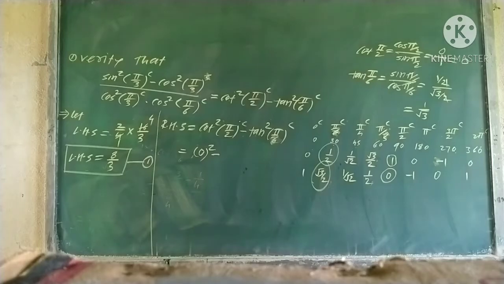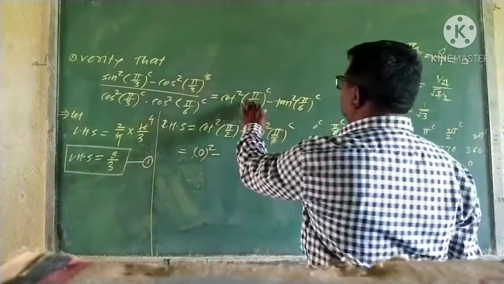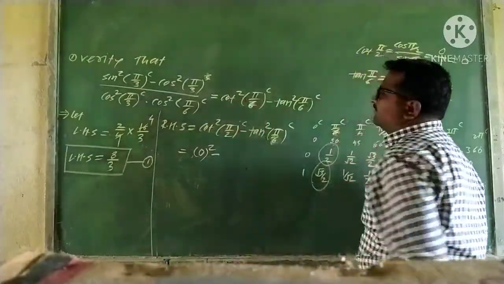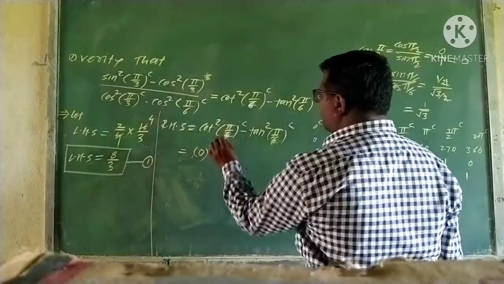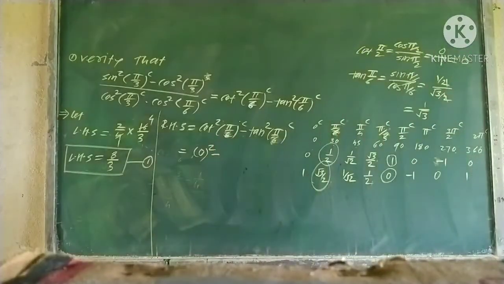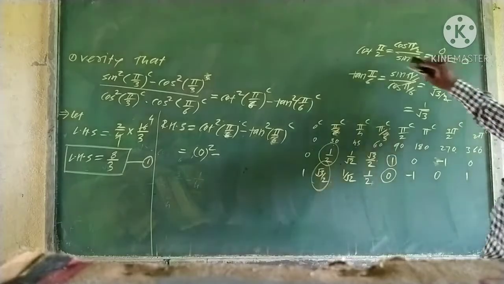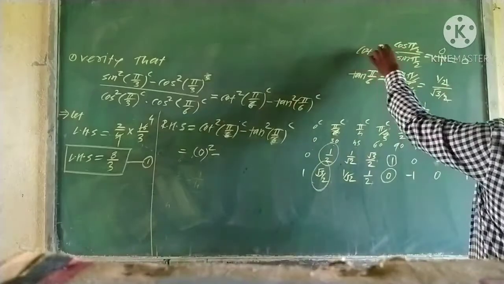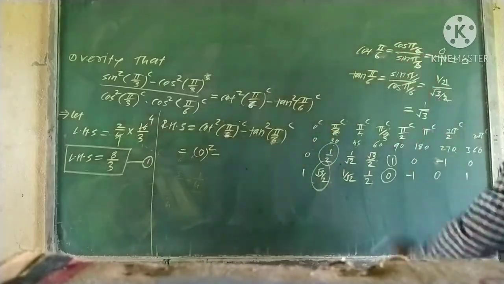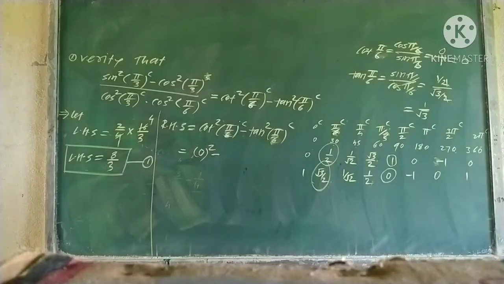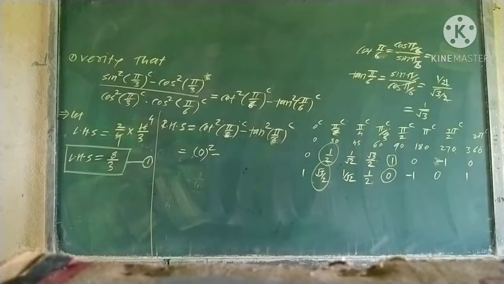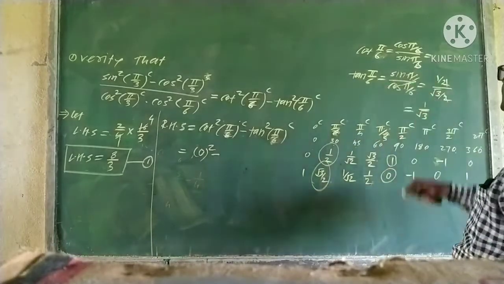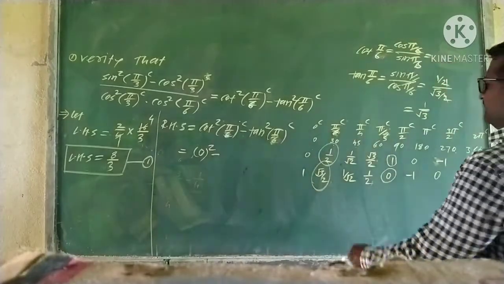Here, the cot of pi upon 6. Now this term is equal to cot of pi upon 6 radian. Cot of pi upon 6 is equal to cos of pi upon 6 divided by sin of pi upon 6.